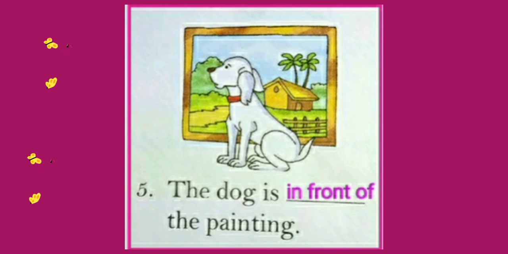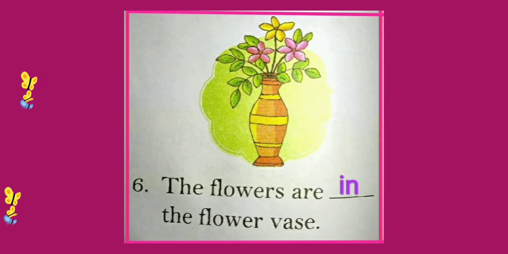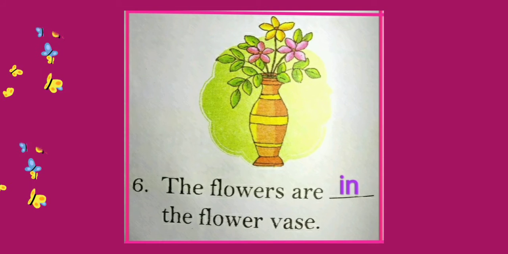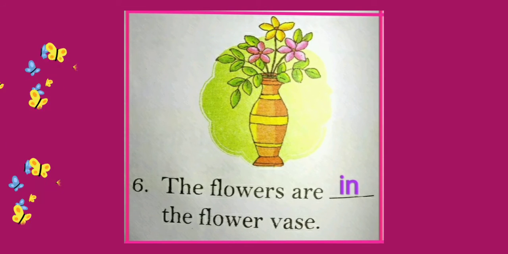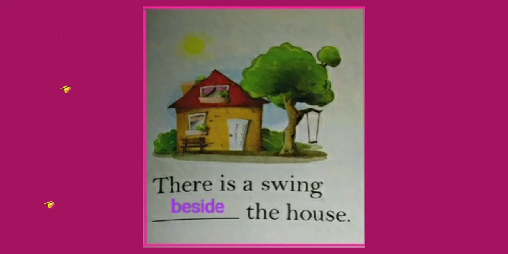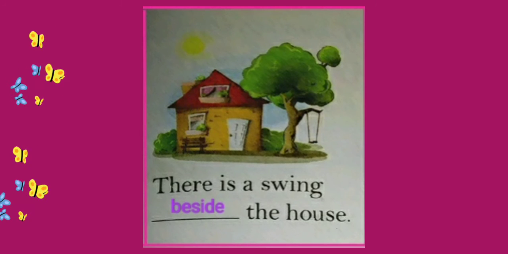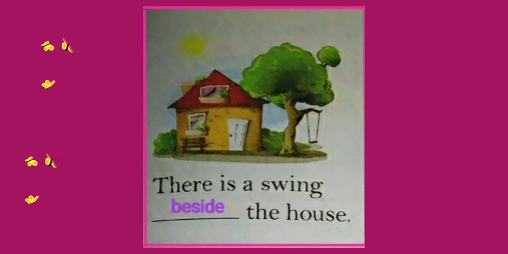Fifth one, the dog is dash the painting. So where is dog sitting? The dog is sitting in front of the painting. The flowers are dash the flower vase. So where is the position of flowers? In the vase. There is a swing dash the house. So where is the position of swing? Beside the house. Beside means by the side of.